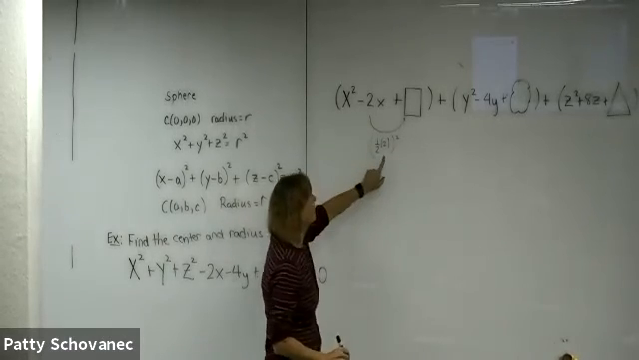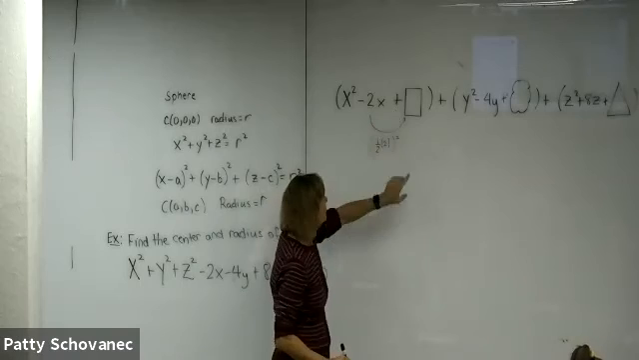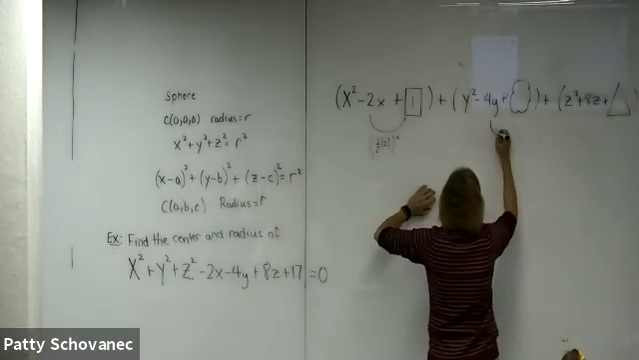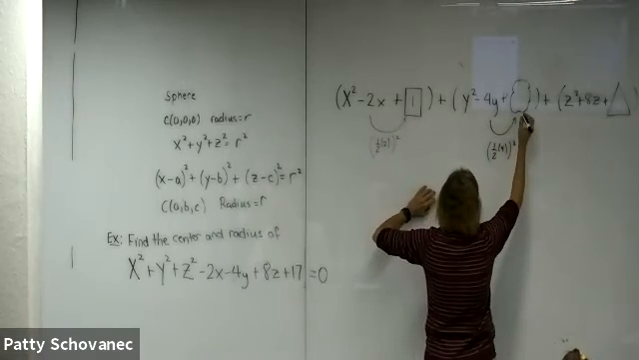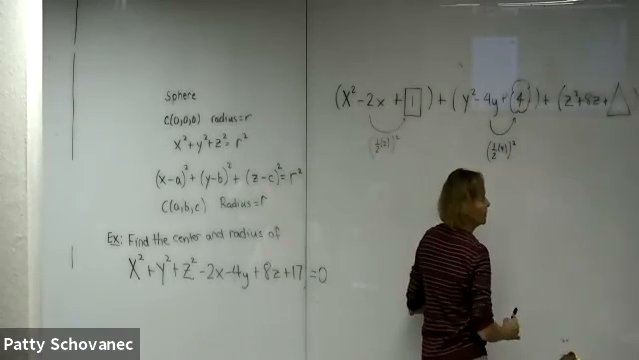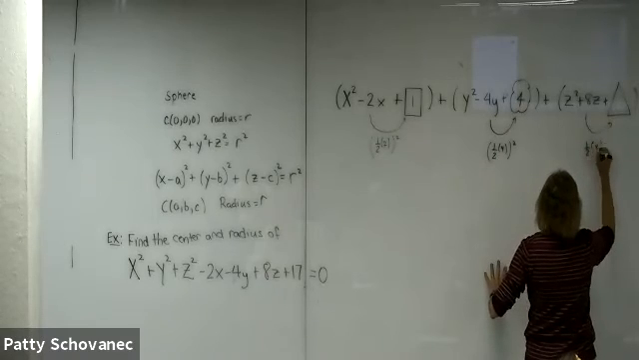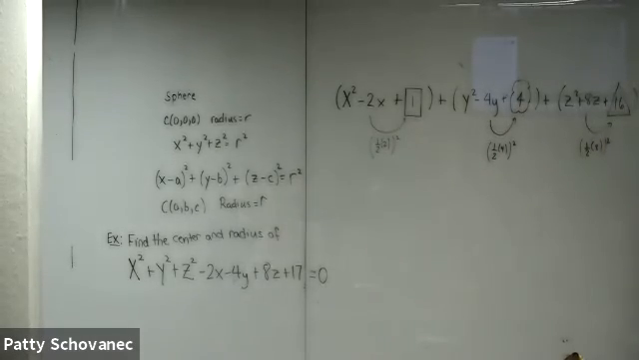All right, so we said we're going to put in here one half the middle term squared. We don't really need to worry about the sign because we're going to square it, and we're always adding in here. So half of 2 is 1, 1 squared is 1. Same deal here. Half of 4 is 2, 2 squared is 4. Out here, half of 8 is 4, 4 squared is 16.